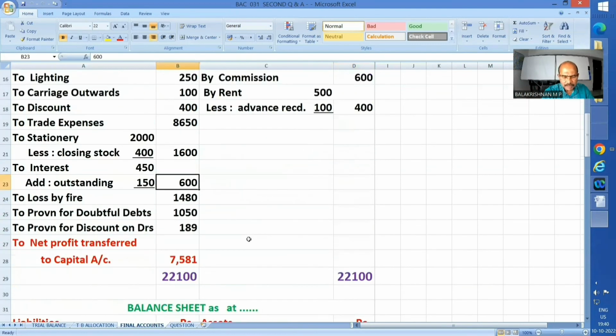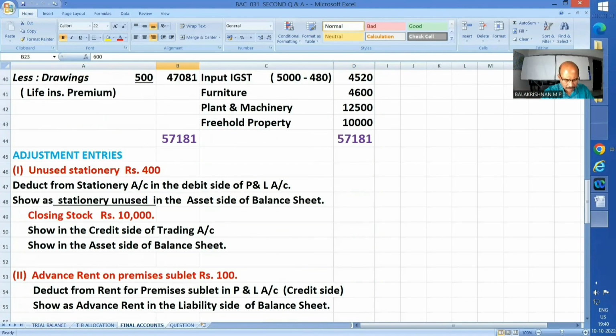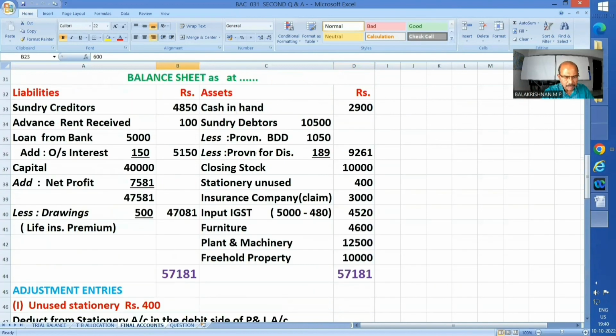And if you balance the profit and loss account, we find a net profit of 7,581. Let me check that also with the question. Yes, 7,581. Then now let us move to the balance sheet. Cash in hand, okay. Sundry debtors subject to successive deductions, provision for bad and doubtful debts, provision for discount, you get 9,261. Closing stock, mind, closing stock of goods 10,000. Stationery unused has been separately shown, 400. Insurance claim, they owe me 3,000. Input IGST, there was originally 5,000, 480 is no longer available, hence it is 4,520.